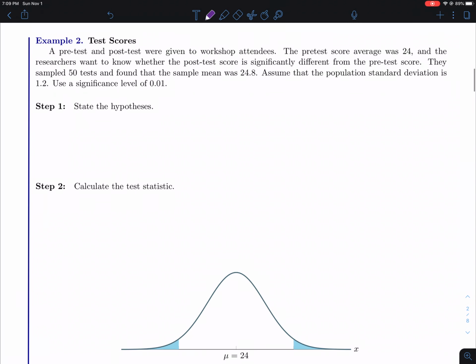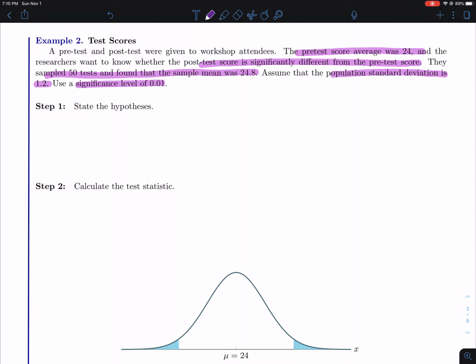So in this case, we're looking at test scores. So we've got a pre-test and a post-test. Post-test were given to workshop attendees. The pre-test score average was 24. And the researchers want to know whether the post-test score is significantly different from the pre-test score. So they sampled 50 tests and found that the sample mean was 24.8. Assume the population standard deviation is 1.2. And then use an alpha level or a significance level of 0.01 in this case.